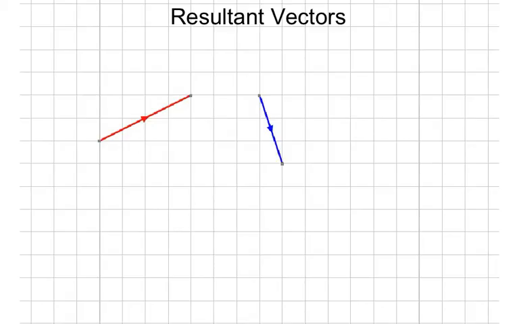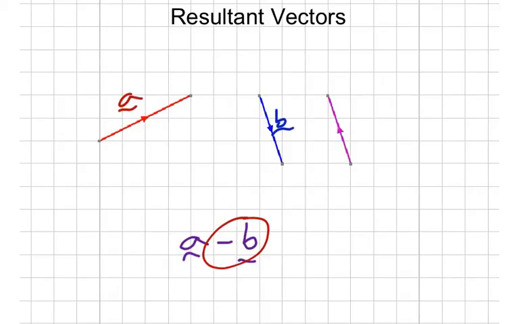We can also subtract with vectors as well as adding, and here we have our vectors A and B once again. To subtract, this time we're looking at getting the resultant vector A minus B rather than A plus B. To do this we have to create minus B, and the way we have minus B is we have B the same length but in the opposite direction. So minus B is this one over here.